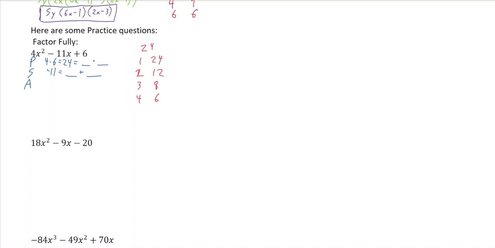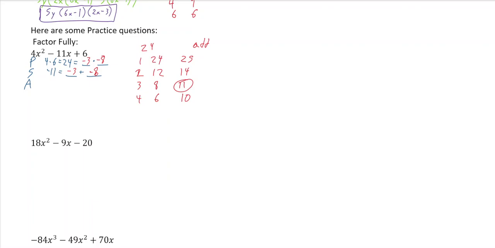Now that we've done that, since it's a positive 24 here, that means that we're going to be adding. So which of these, if you add them, gives you 11? Well, only one of them does. It's going to be 3 and 8. Now notice that our sum is negative, so they both have to be negative. If they're both negative, they still multiply to get a positive, so that still works for the 24.